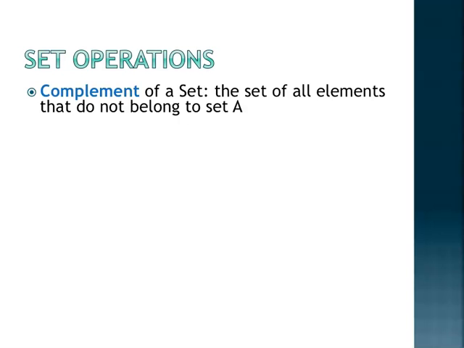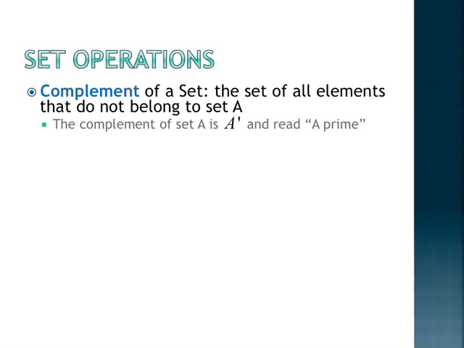Typically when we're talking about the complement of a set, we are talking about some universe of elements, and we want to talk about whether or not certain elements are within set A or not in set A. So the complement of set A, the way we would notate it, is A with a little apostrophe, and we read it as A prime.